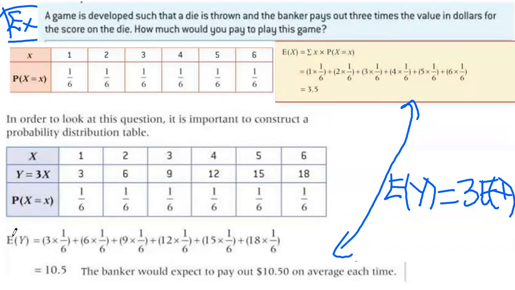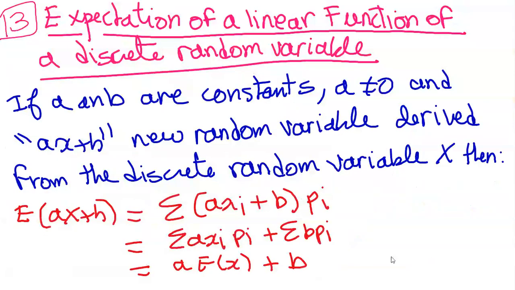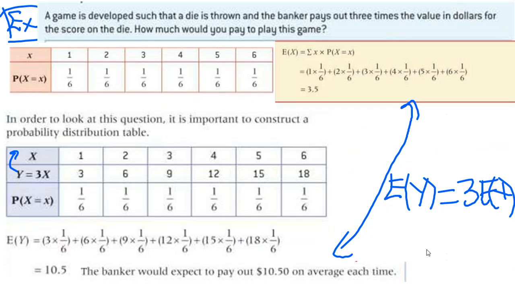Now let's find the expected value for the new variable that's related to the preceding variable. This is what I was saying in the definition. They are related. It's derived from it. So if I calculate the new expected value, it's 3 times 1 over 6 plus 6 times 1 over 6 and so on. So the answer is 10.5. If I link 3.5 and 10.5, it's times 3. So it means they have a relation.